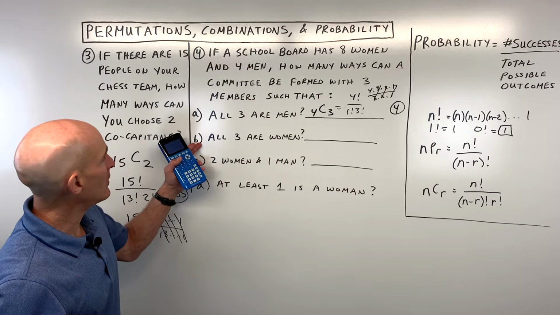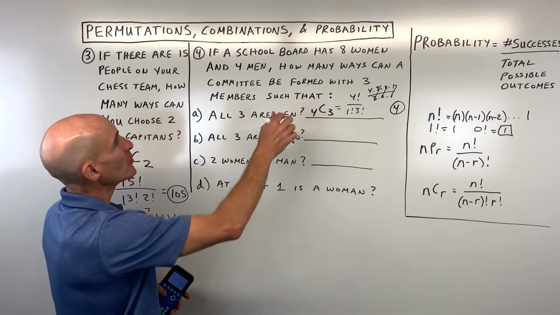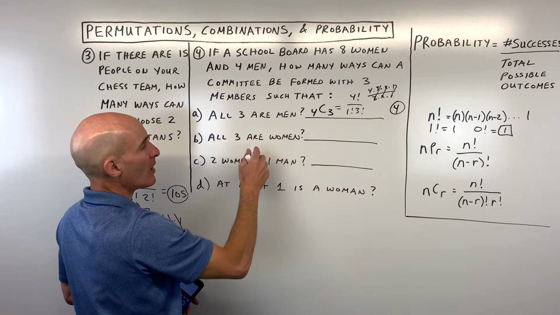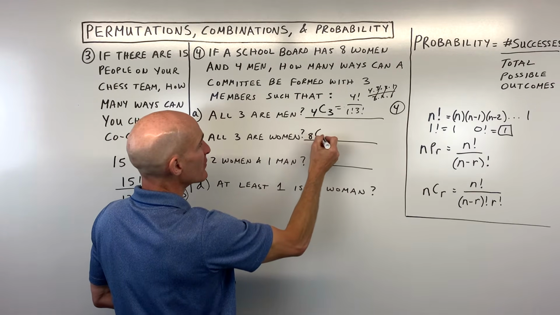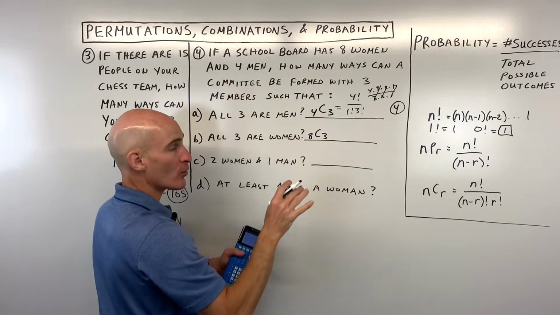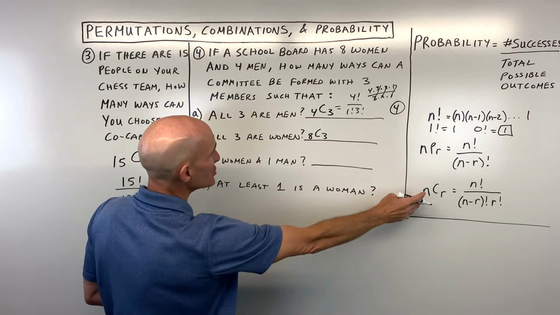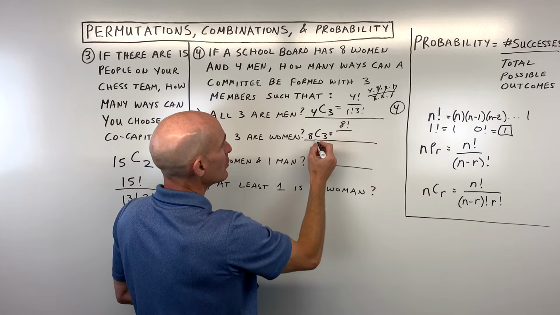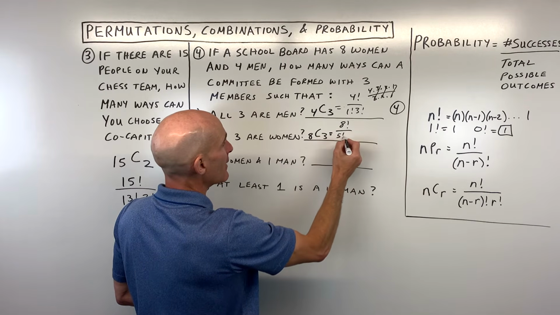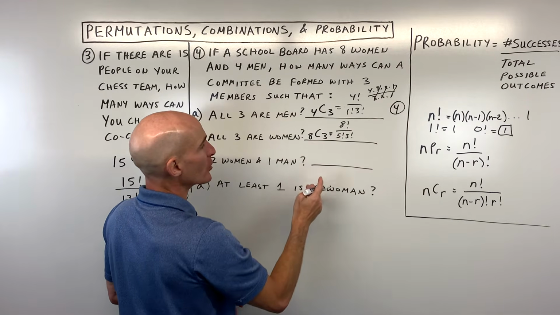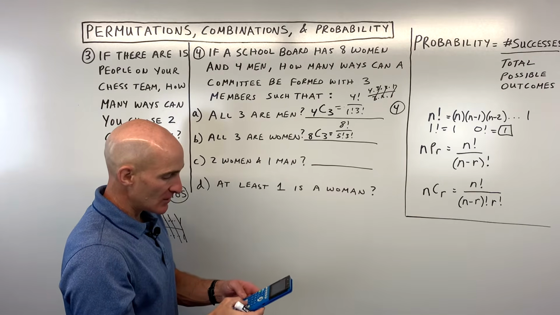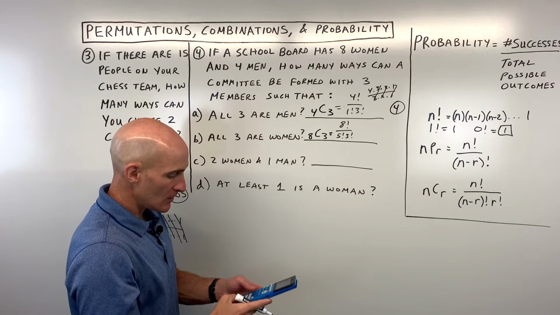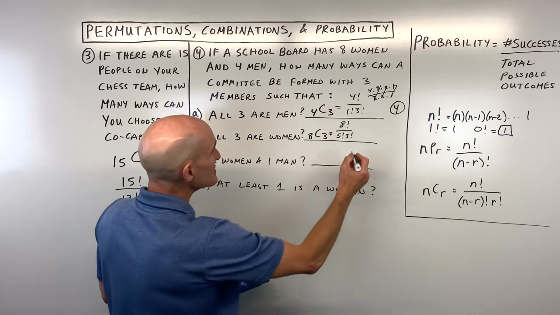So let's go to letter B here. All 3 are women. Well, we know there's 8 women, and we want to find out how many ways of choosing 3 women out of those 8 where the order is not important, so it's a combination. So same idea, we're going to do 8 factorial over 8 minus 3, which is 5 factorial, times 3 factorial. If you simplify that down, let's see what we get. 56.